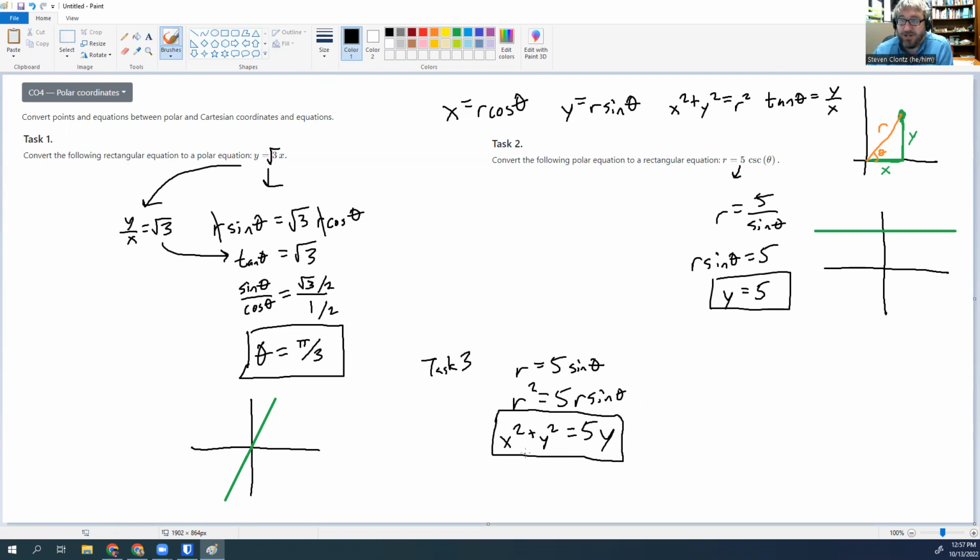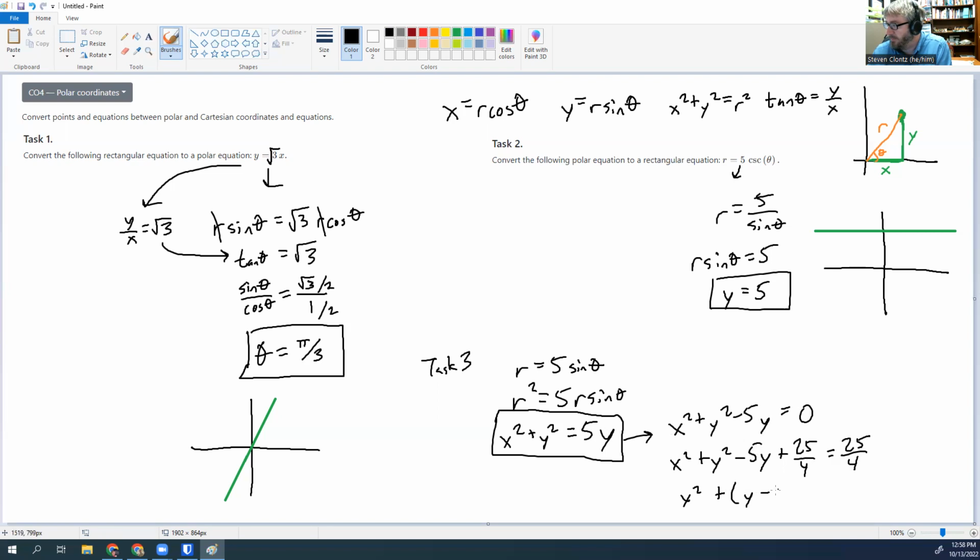It may not be obvious what kind of equation it is. If you want to see what it kind of is and to know how to graph it, then I would subtract this over and I would complete that square. And because I picked an odd number, it's a little bit gross. It's 25 divided by 4. Add that to both sides. And then I can factor out y minus 5/2 squared.